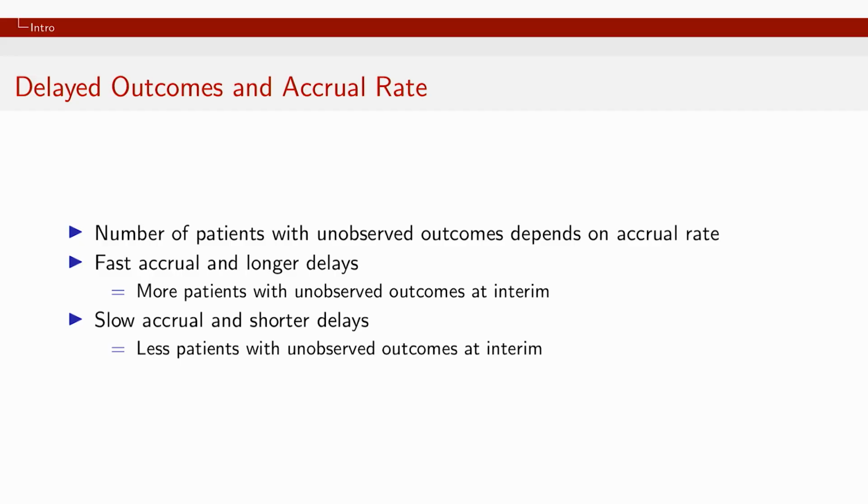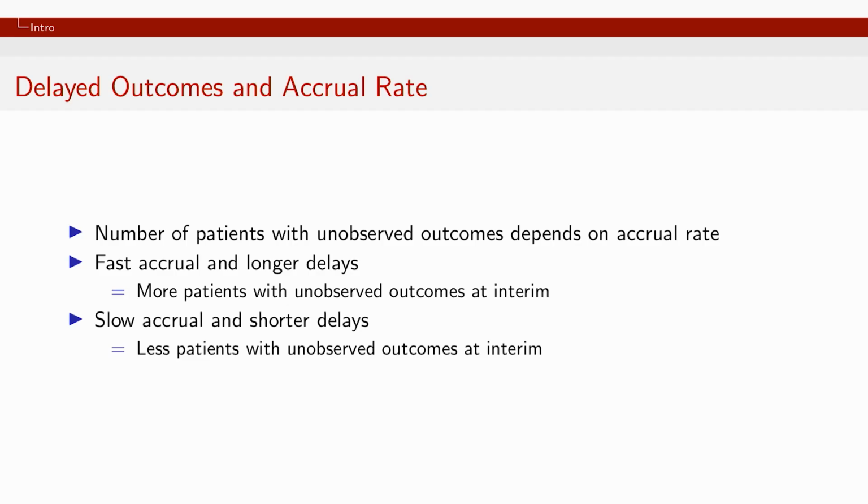With adaptive trials that have delayed outcomes, the accrual rate plays an even bigger role than normal because the number of patients with unobserved outcomes at a given interim analysis depends on the accrual rate. If you have fast accrual and longer delays with respect to the time from randomization to the time of the primary outcome assessment, then you're going to have more patients with unobserved outcomes at the interim analysis. For example, if you take the extreme case of enrolling all the patients in your trial on the very first day that the trial starts, and you have a 6-month endpoint, you're not going to have any snapshots available that would provide you useful data for adaptations.